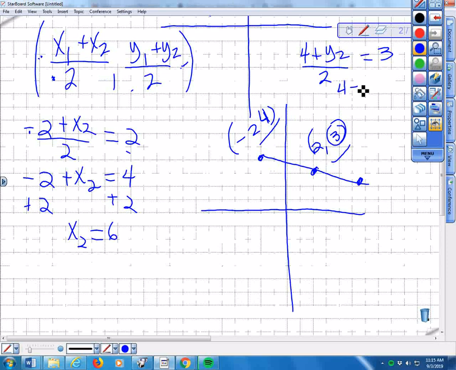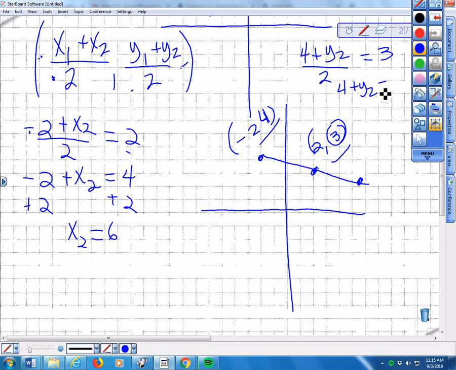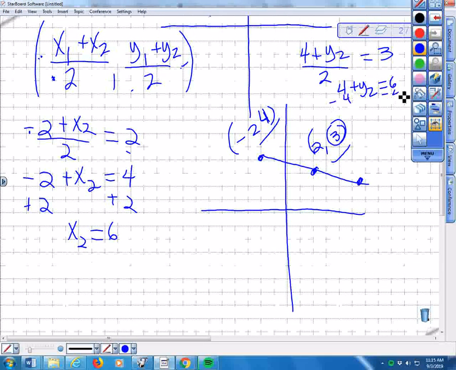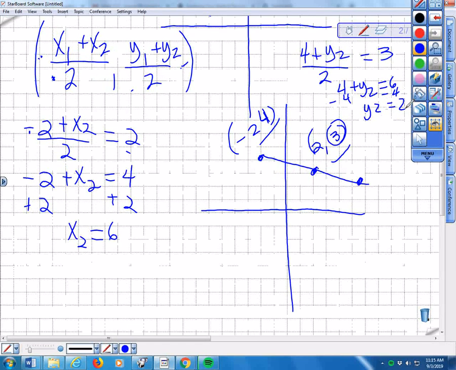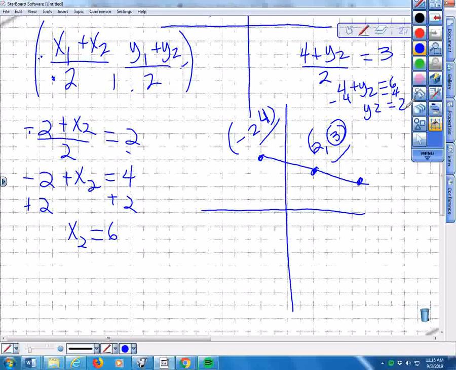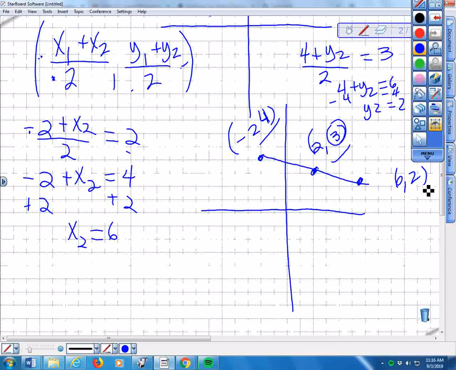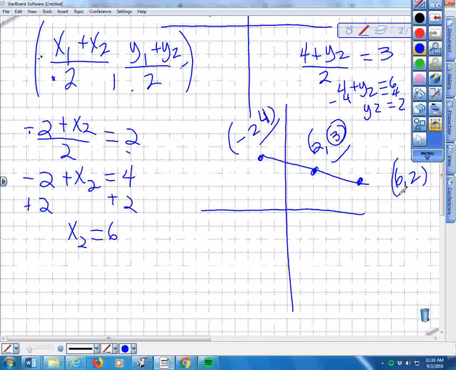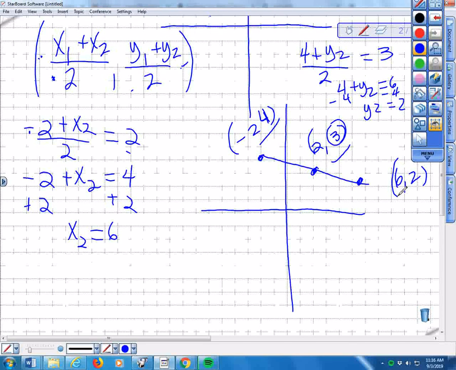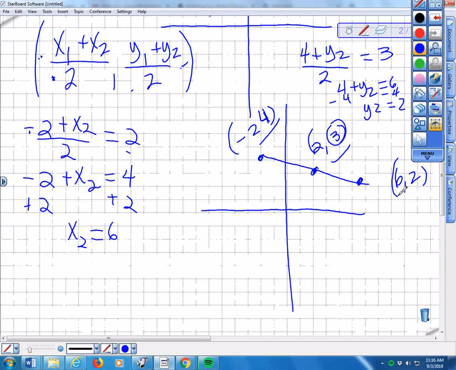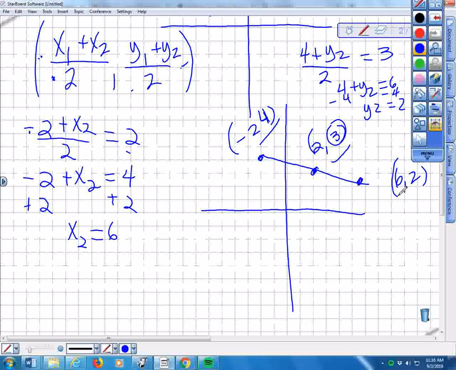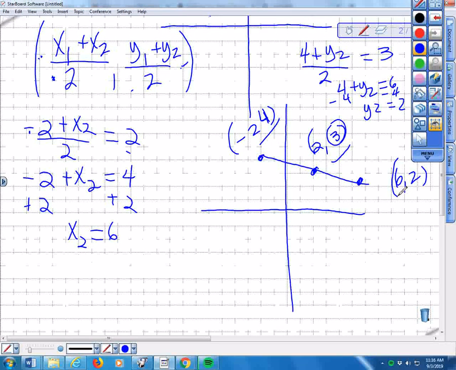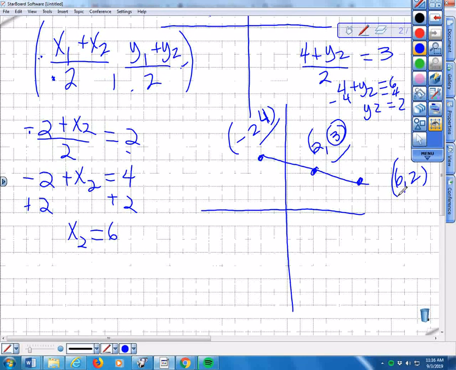So 4 plus y2 equals 6. I'm going to subtract 4. y2 equals 2. So the coordinate of the endpoint is 6, 2. I always like to just plot that and make sure it makes sense, because sometimes my math's wrong and I could get 8, negative 10, and it's like, there's no way that's right. Okay, so I always like to just ask, I call it the straight face test. Does it pass the straight face test?